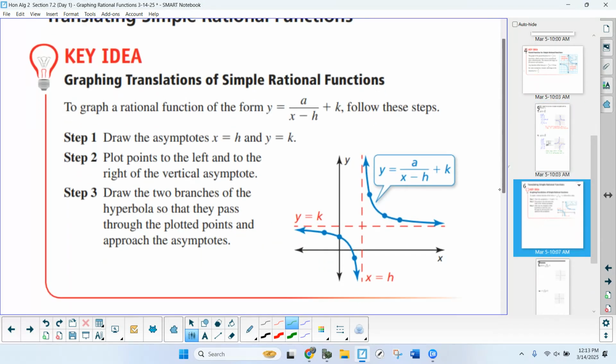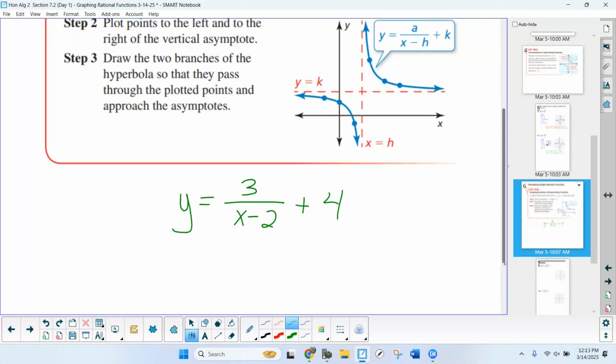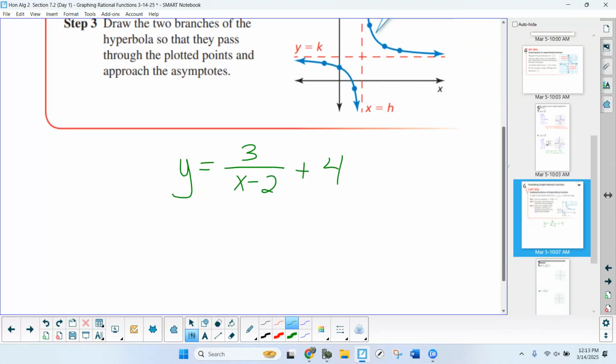All right, I think this gets confusing. Let me show you an example. If I give you this problem, y equals 3 over x minus 2 plus 4. What's the 3 going to make it do? Stretch, those can be pulled away from those axes a little bit. What is the minus 2 with the x going to do? It's going to go right, how many? 2. And what's the plus 4 going to make it do?